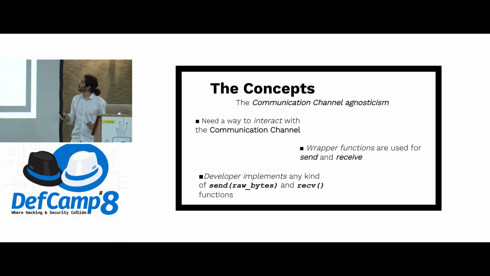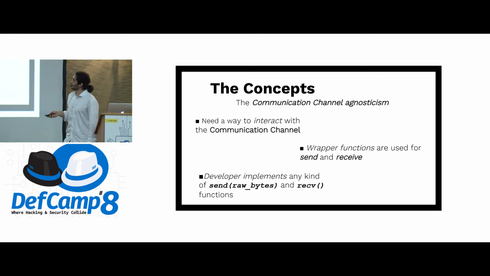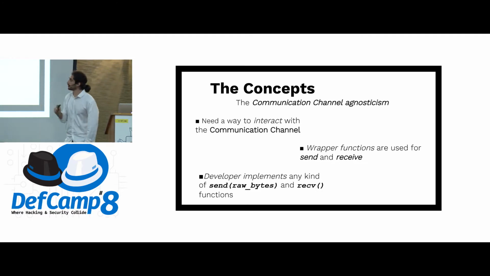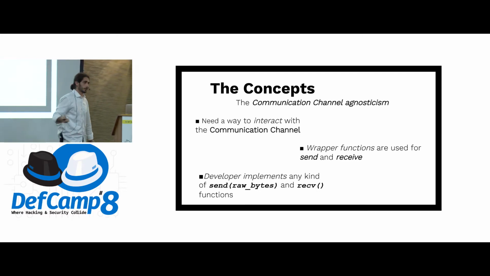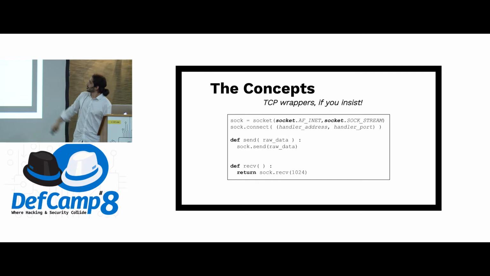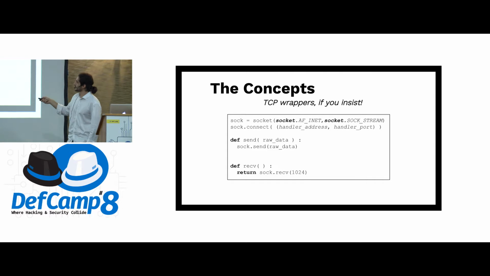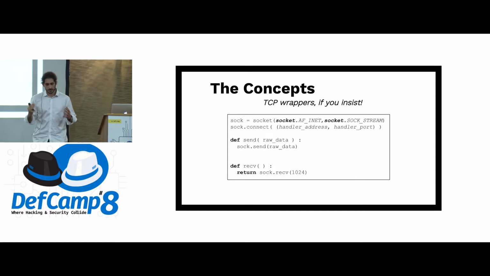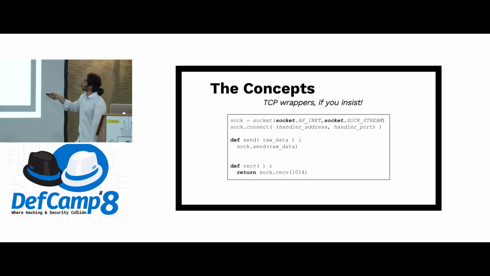How did I manage to model the communication channels in the library? Well, I didn't care actually, because I want the whole library to be agnostic. We don't care about the communication channel. It could be anything, like TCP, like here. We only need wrapper functions, send and receive. I send raw bytes and I receive something with a blocking function call that's going to get bytes back to me. Those are wrappers for TCP.